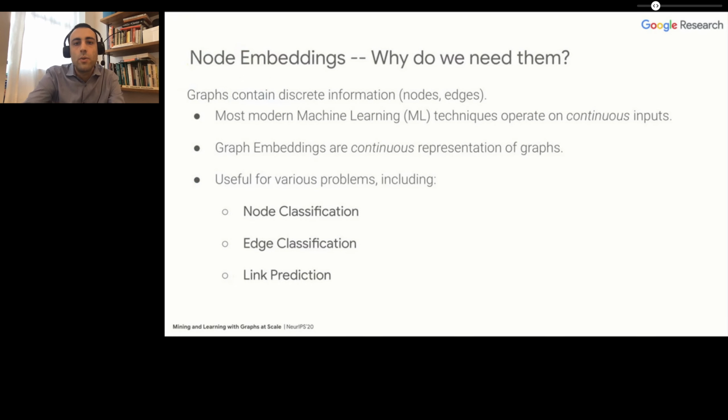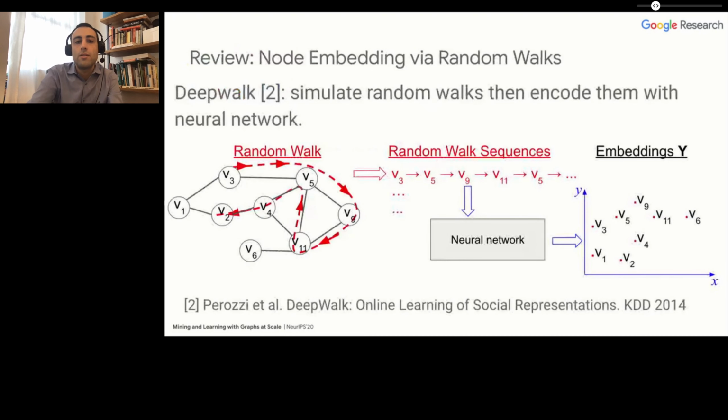So first of all, what are node embeddings and why do we need them? As you all know, graphs are a discrete data structure. They contain discrete information like nodes and edges, while modern machine learning technologies usually need some continuous input to operate. So for this reason, we use node embeddings or graph embeddings to turn this discrete data structure into a continuous input. And there are many applications for node embeddings, including node classification, edge classification, and link prediction. But today we'll see mostly how node embeddings operate.